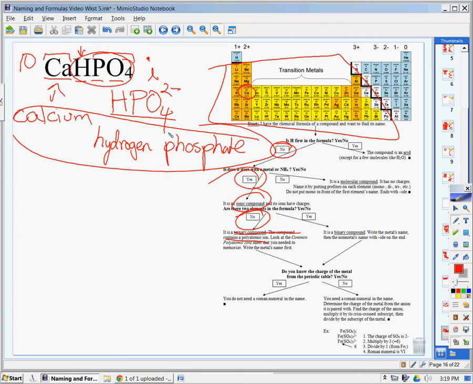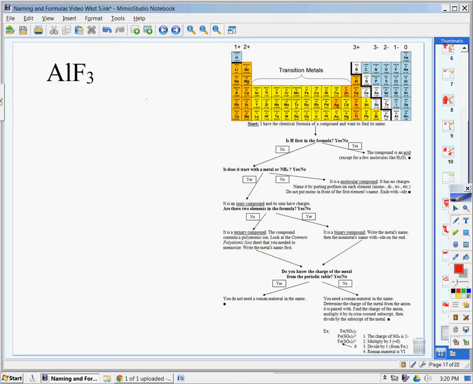Calcium hydrogen phosphate. Yeah, hydrogen phosphate's weird, but there's a few others like that. There's hydrogen carbonate, which also has the name bicarbonate. There's hydrogen sulfate, which also has the name bisulfate. There's calcium dihydrogen phosphate you can make. There's lots of those hydrogen things in front of ions. Let's move on to number 12.